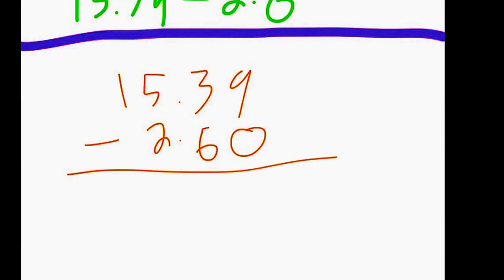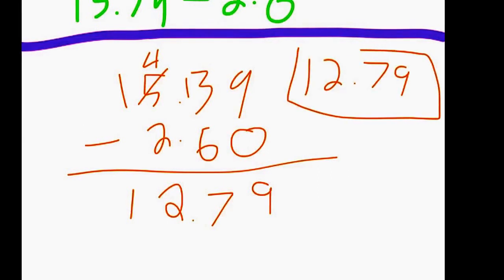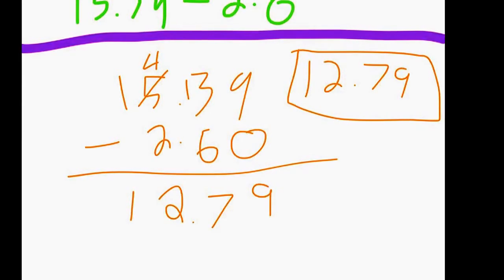It's the same concept, so 9, 2, now you're going to have to do this, so that 4 is going to become 13, so 13, 12, 11, 7, and then 4, 2, and 1 will just be there, and that is how you solve that. So it's going to be 12.79, and that is how you solve your problem.